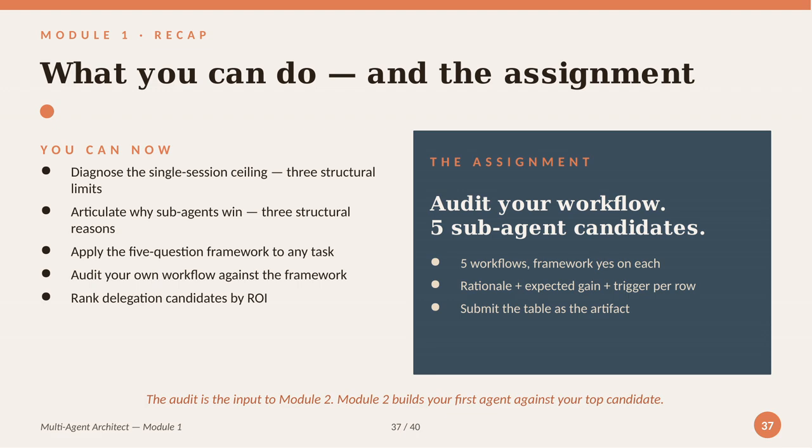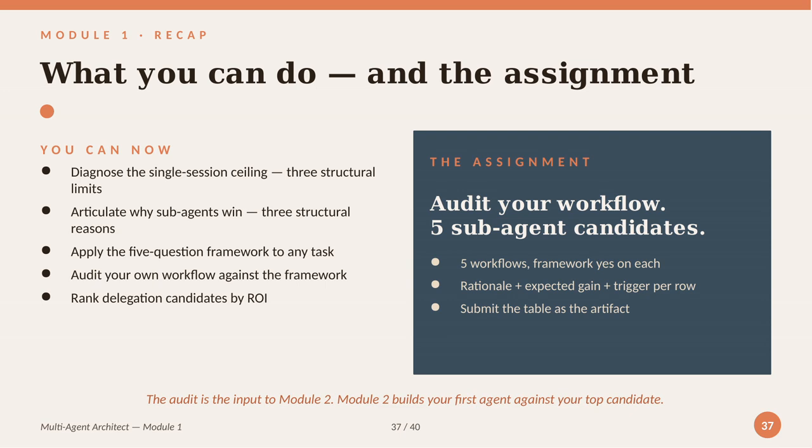The Module 1 assignment. Audit your workflow. 5 subagent candidates. 3 deliverables. 5 workflows where the framework returns 3 or more yes. Rationale, expected weekly gain, and trigger documented per row. The 5-row table submitted as the artifact. The audit is the input to Module 2.